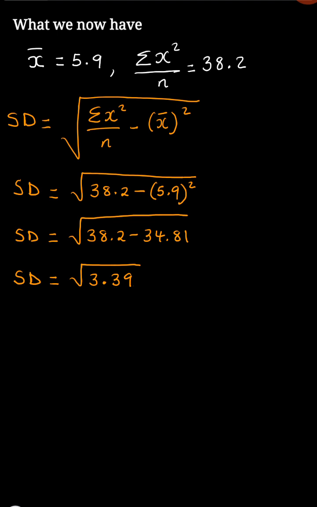Now, the square root of 3.39 will give you a standard deviation which is equal to 1.84, correct to 2 decimal places. Once you have done it like this, they'll give you 2 marks as well. This means that you have gotten yourself the total of 6 marks that is given when it comes to the calculation of the standard deviation for ungrouped data.